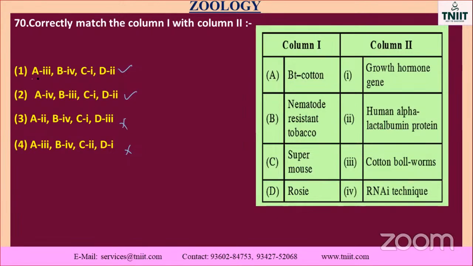So the first one, see that A is 3. A is 3. Cotton bollworm. Yes, here Bt cotton, so the cotton bollworm is also there. So 3 is correct. So the 4th one is wrong. So it will not come. The second one, see that B is the 4th one. Nematode resistant tobacco is one of the RNA techniques. Super mouse, already you know what about super mouse. Super mouse is the growth hormone gene. The Rosie is the human. So the first option is the correct answer. Okay.